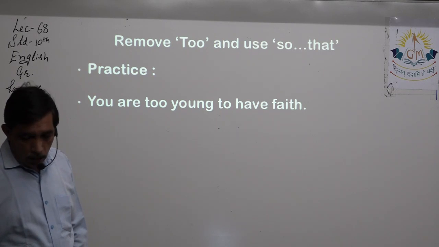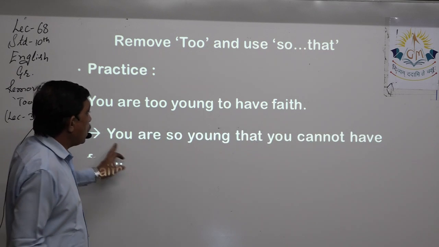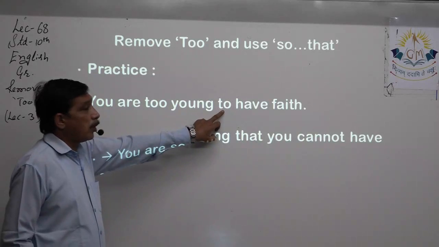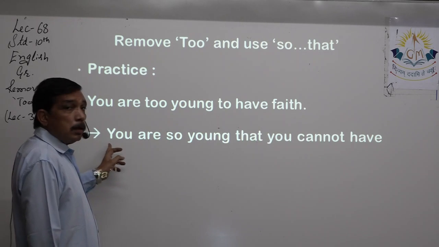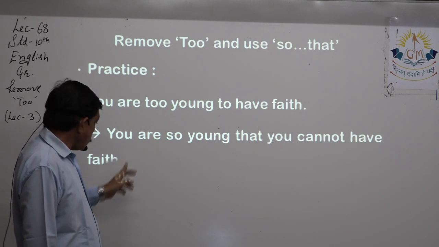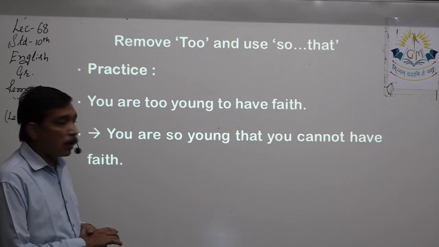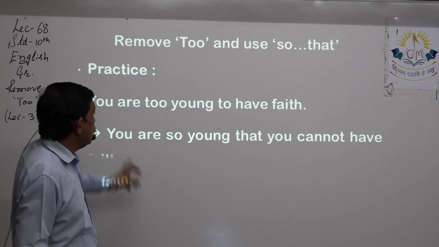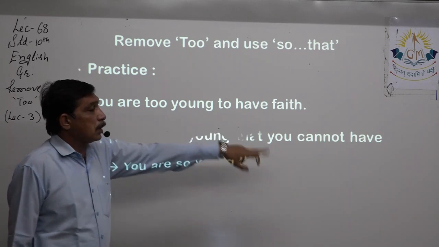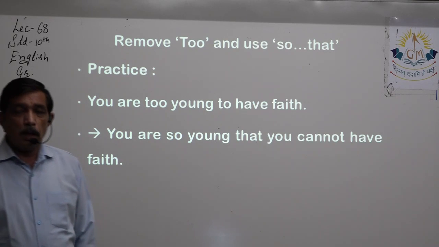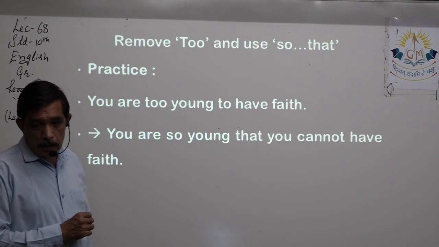Now we have to remove the "to". You are so young that. Now we have the "to" over here which needs to be removed. So we have to insert the subject again and if possible the object also. Object and subject depends. You can use a pronoun also. Here it's already a pronoun. So you are so young that. "To" without negation, "so that" with negation. You are so young that you cannot have faith, right? That is the correct answer, right?